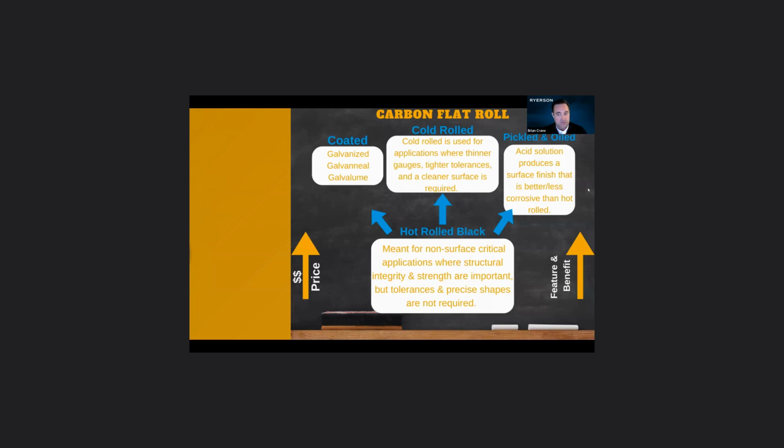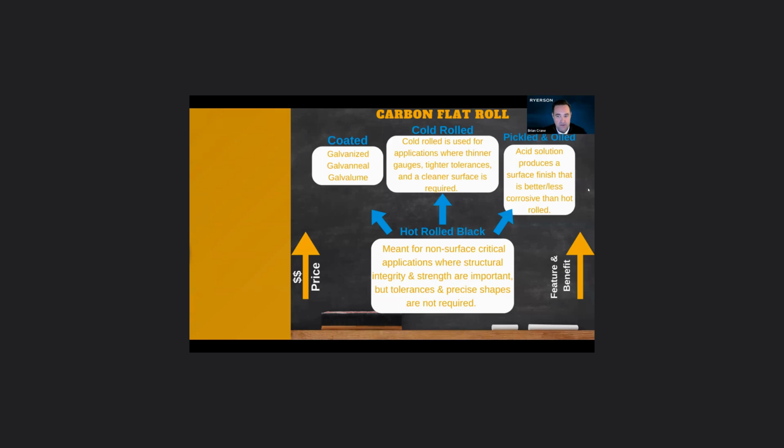Hot roll black, or sometimes called hot roll dry, is the basic first process steel. This product is meant for end uses where the structural properties of the steel is most important. Think about frames for trucks and other structural applications like that.